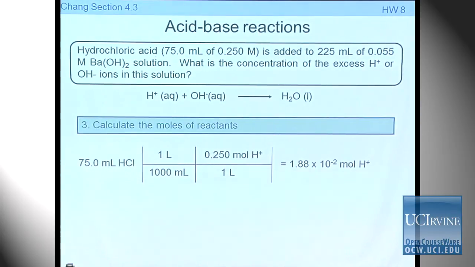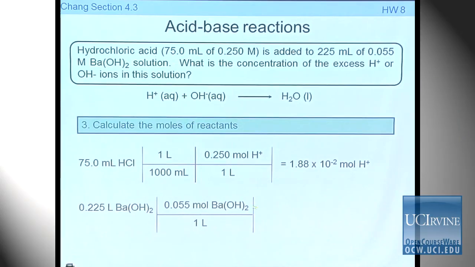Number of moles of H plus, number of moles of OH minus I also need. So let's do that. This is the volume of barium hydroxide solution. It's already in liters, so I just multiply that by the molarity of the solution. And if I do that, I get here the number of moles of barium hydroxide units.